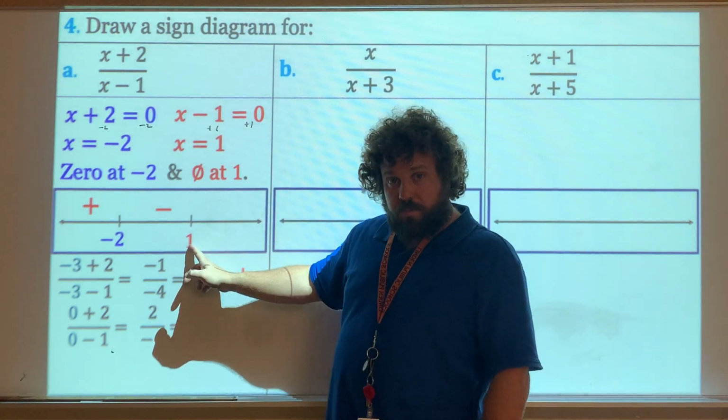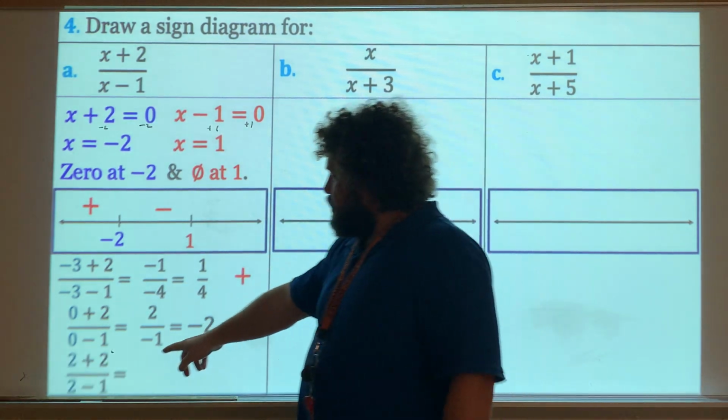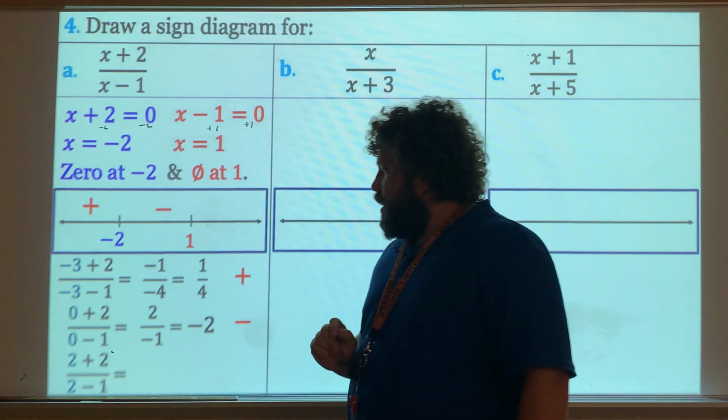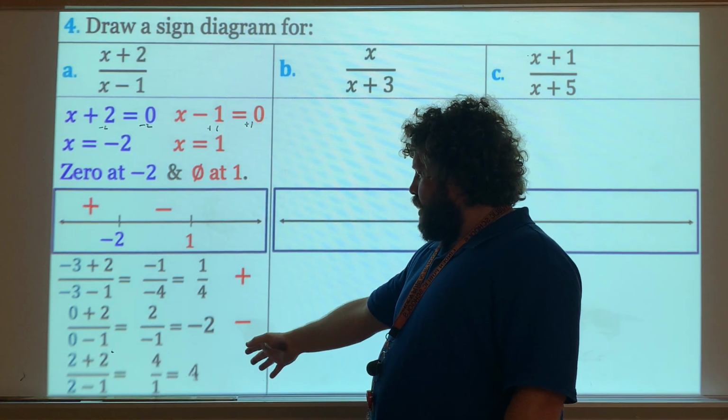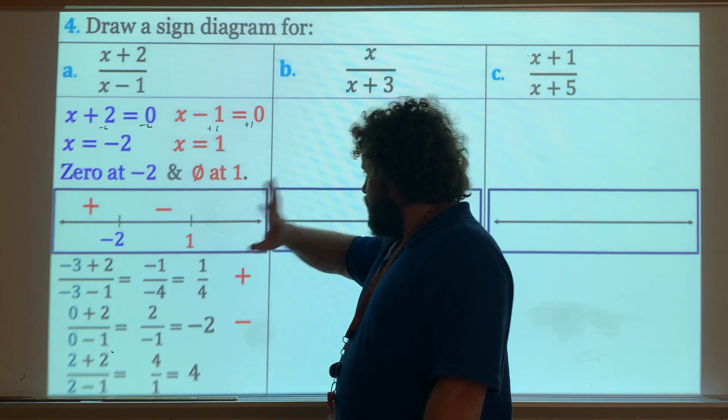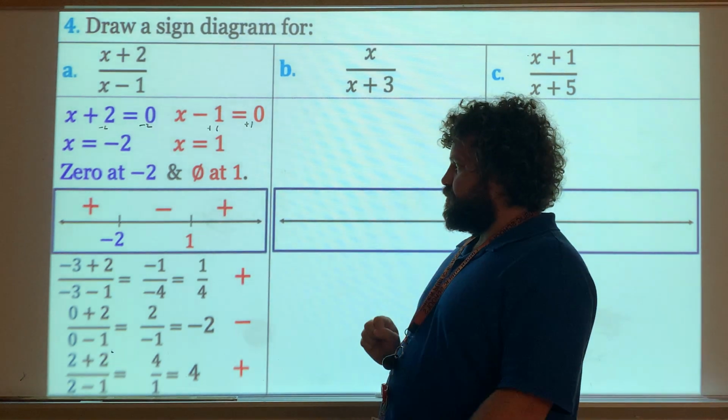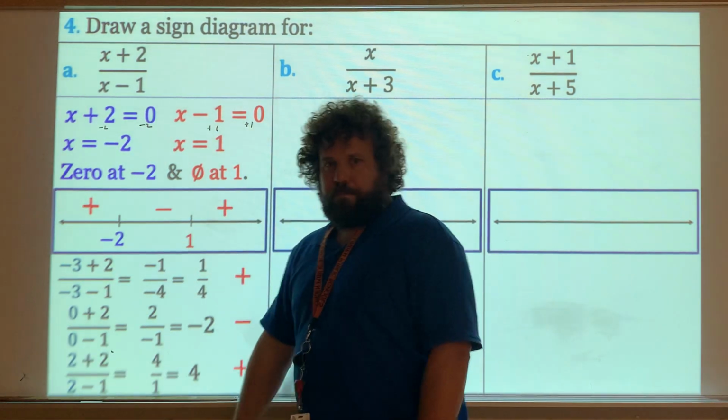Number larger than 1, 2. 2 plus 2 is 4. 2 minus 1 is 1. 4 divided by 1 is 4. 4 happens to be positive. All right, and that's all there is to it.